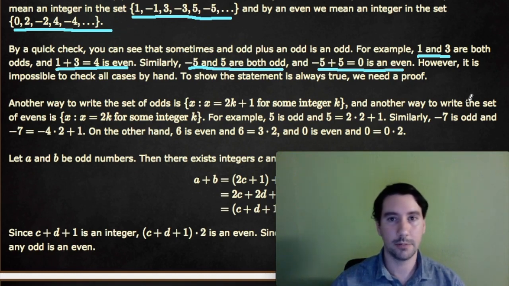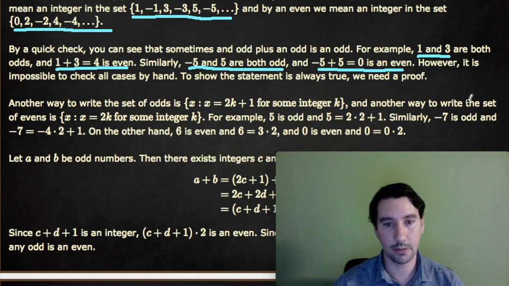However, you can't check all possible combinations by hand, because this goes off to infinity, and there's no way you can sit down, even for your entire life, and write down example after example. You'll never prove that an odd plus an odd is always an even. So we need some sort of argument.